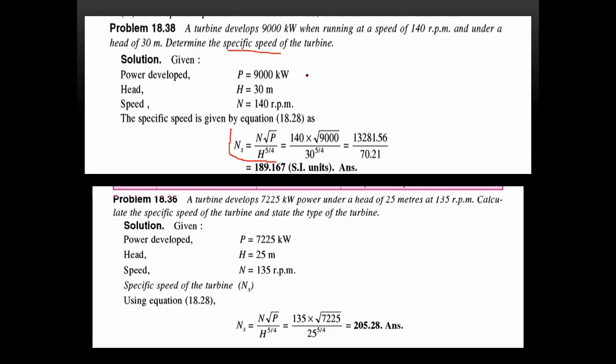Now the power developed is 9,000. H is equal to 30. N is equal to 140. So applying these values directly, you are getting the answer. Here also, applying these values, you are getting the answer.